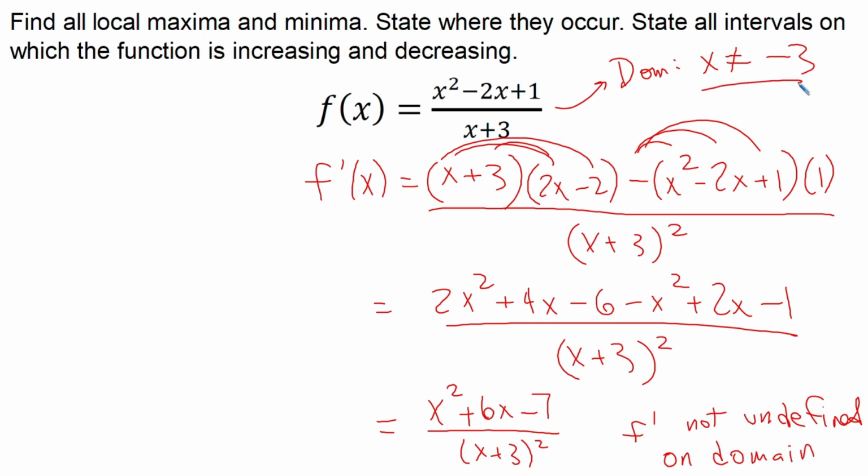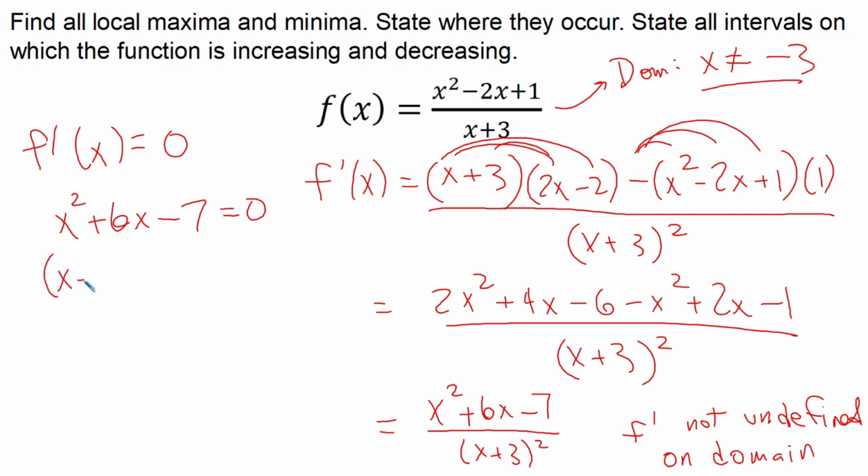And we can see clearly that negative 3 is not in our domain. So f prime equals 0 will be our next thing to do here. F prime of x equals 0 whenever x squared plus 6x minus 7 equals 0. Well, we should be able to factor x squared plus 6x minus 7 into x plus 7 times x minus 1, which gives us x equals negative 7 and x equals 1 as our two critical values.